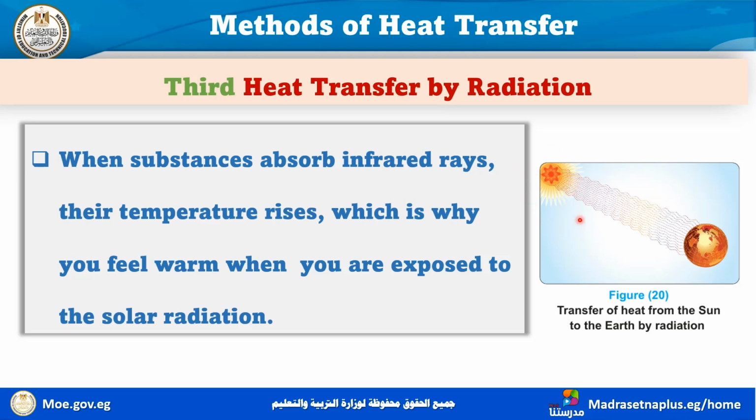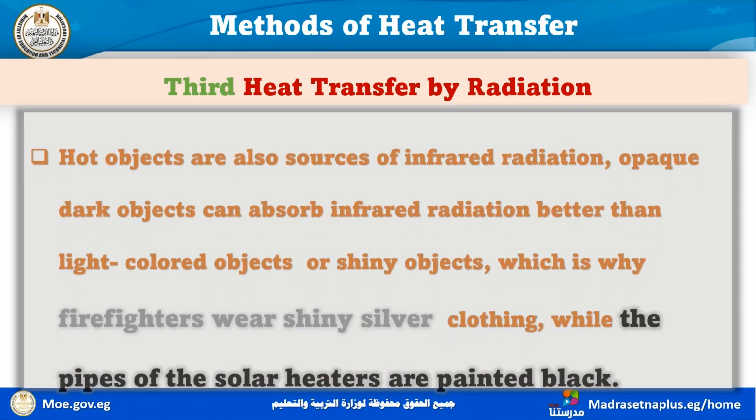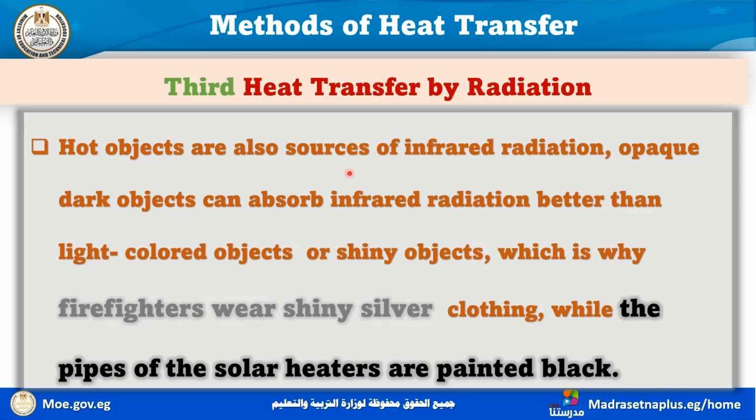So infrared rays are the type of invisible rays that come out from the sun and carry the thermal energy of the sun. And that is why when we are exposed to the sun, in an area exposed to the sun, we feel hot. Why? Due to the effect of infrared rays, which have a thermal effect and make us feel warm or even very hot in the summer season. So, hot objects are also sources of infrared radiation.